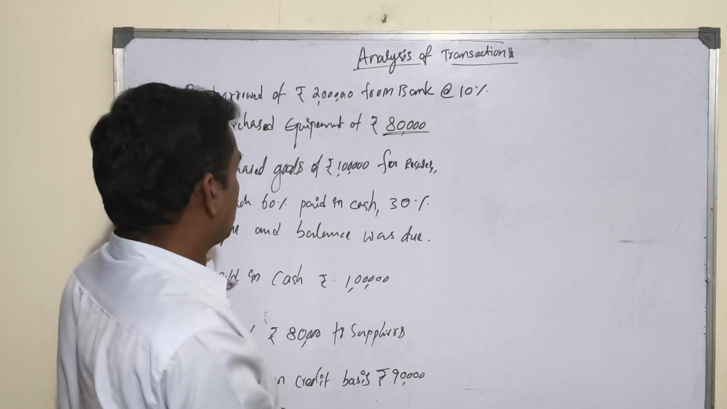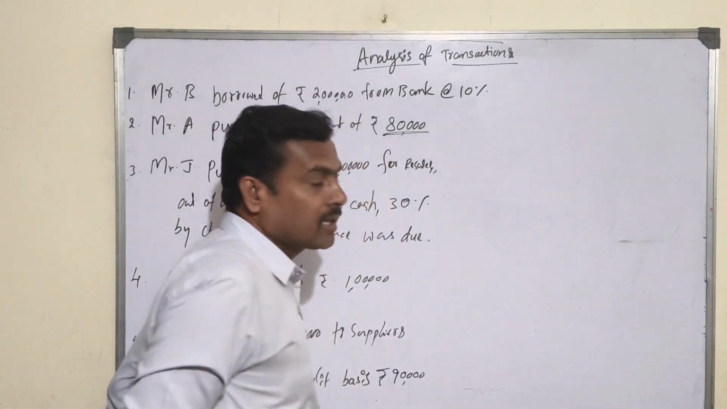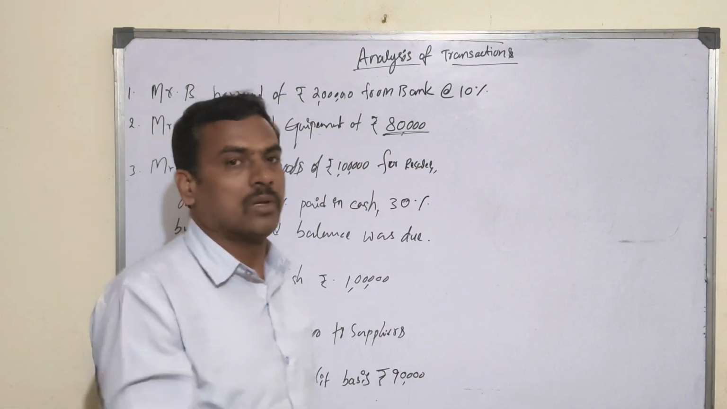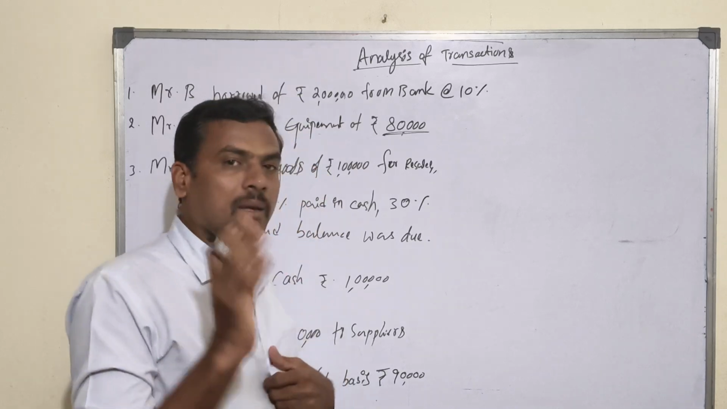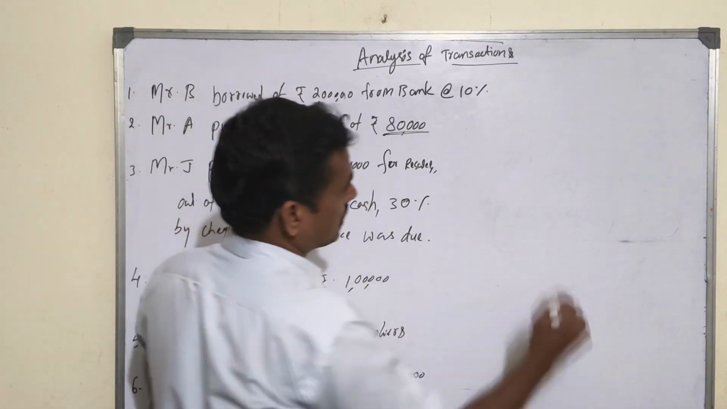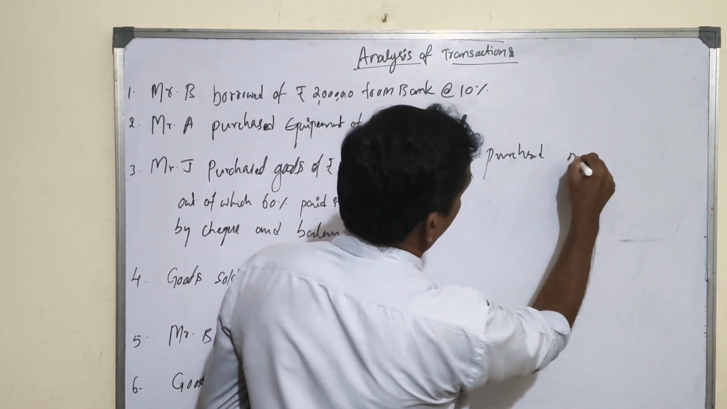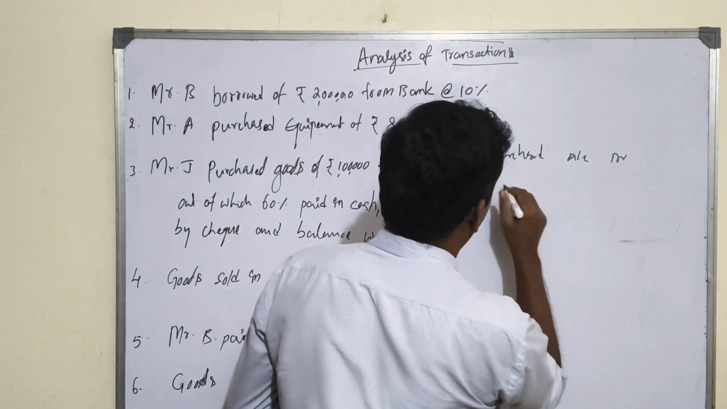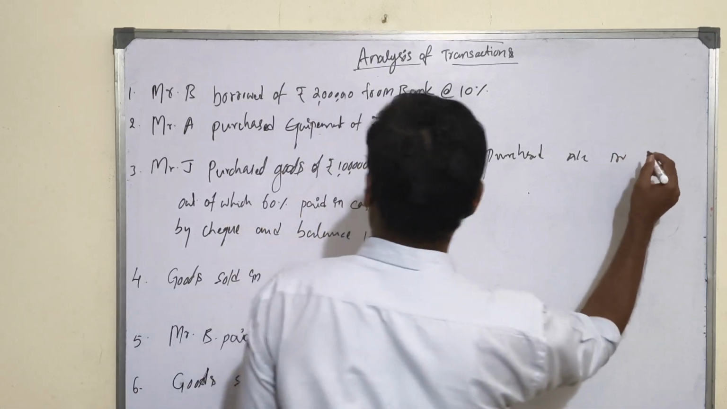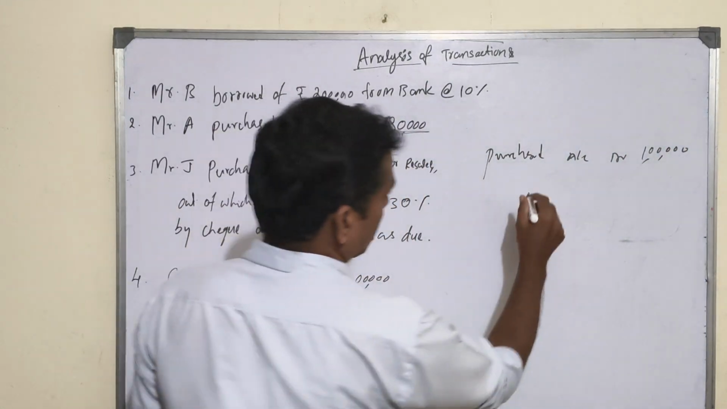Let's record the journal entry. Purchases, what is the nature? Expenses increasing. When expenses are increasing, under which account will it fall? Nominal account. What is the nominal account rule? Debit all expenses and losses, credit all incomes and gains. Since it is an expense of the business, debit purchase account. Purchase is how much? 1 lakh.